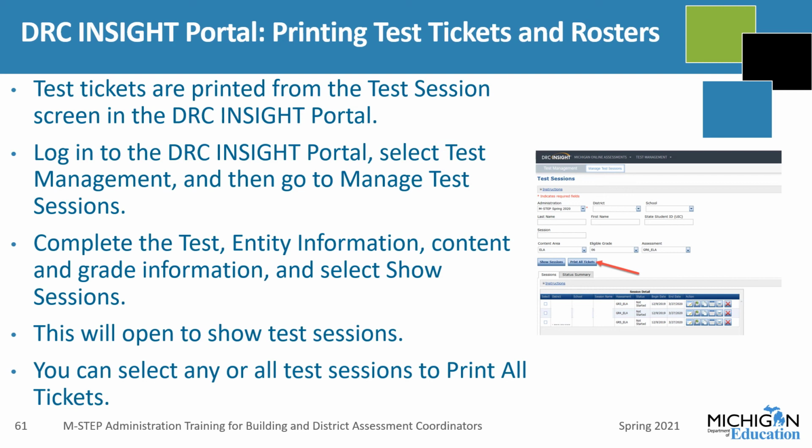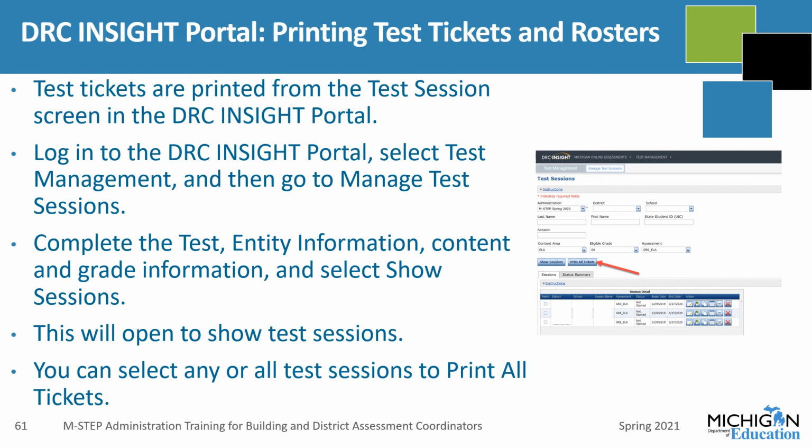Once your pre-ID is done, test sessions are set up, and you have assigned all universal tools, designated supports, and accommodations, then you can print your test tickets. A quick reminder, you have to assign universal tools, designated supports, and accommodations before test tickets are generated. If you print your test tickets and then add a support afterwards, the support won't be available when the student logs in to test.